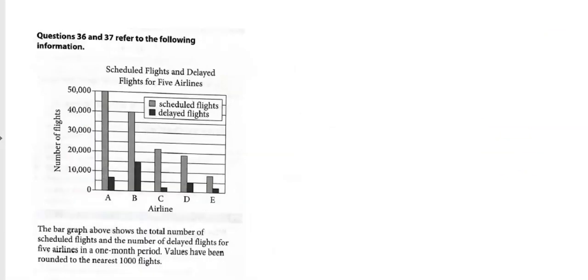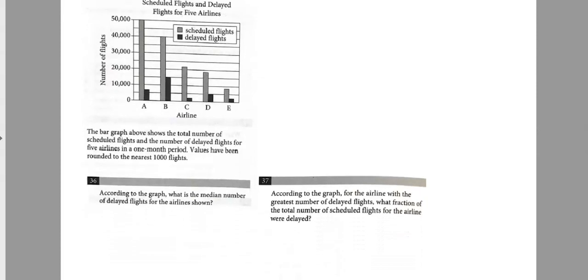All right, let's shrink this down a little bit so we can see what's going on. So this is a twofer. Get to knock out 2 for 1 here. So the graph above shows the total number of scheduled flights and then delayed flights for 5 different airlines. According to the graph, what is the middle number of delayed flights for the airlines shown? Where delayed flights are in the black box here. They're the black boxes. So we're talking about right there, right here, here.